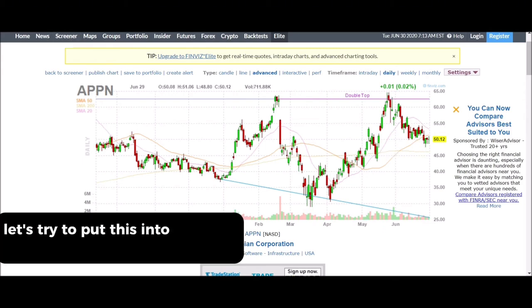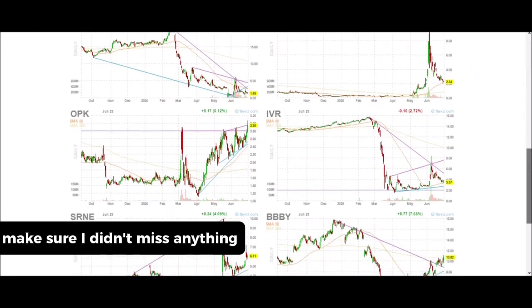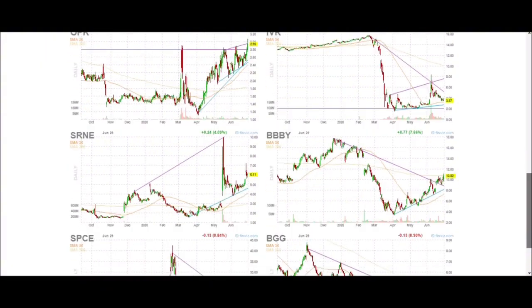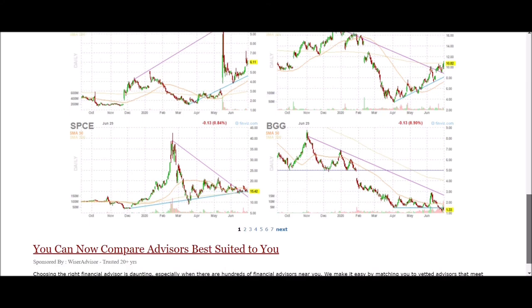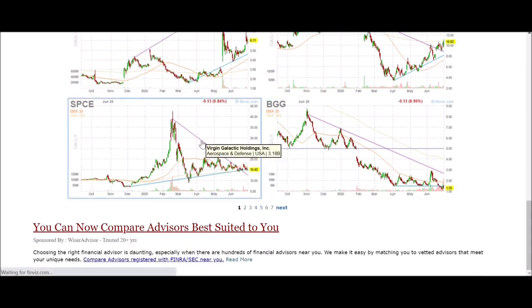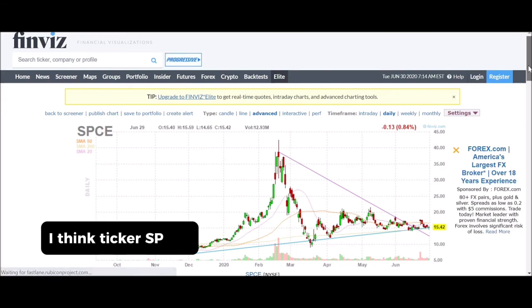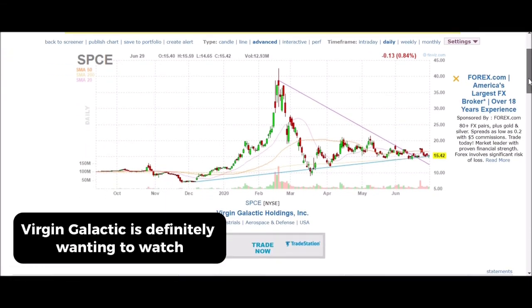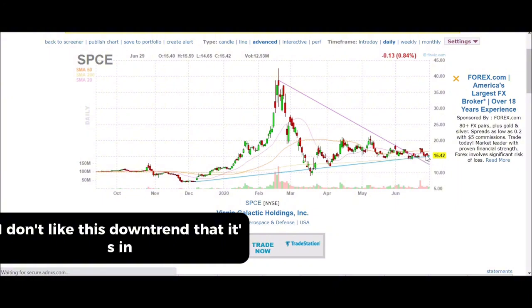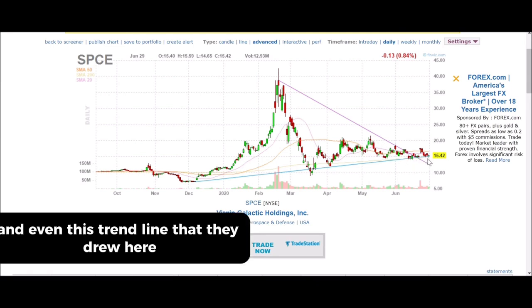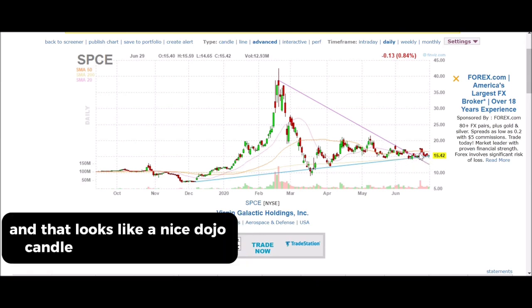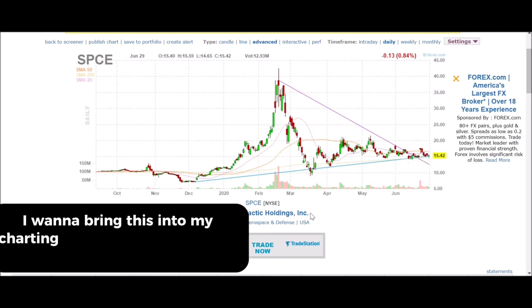All right, let's try to put this into practice real quick. Make sure I didn't miss anything. I think ticker SPCE Virgin Galactic is definitely one to watch. I don't like this downtrend that it's in, but the fact that it's over a lot of the important moving averages here, and even this trend line that they drew here, and that looks like a nice doji candle right there at 15.42. I want to bring this into my charting software and take a look at it.